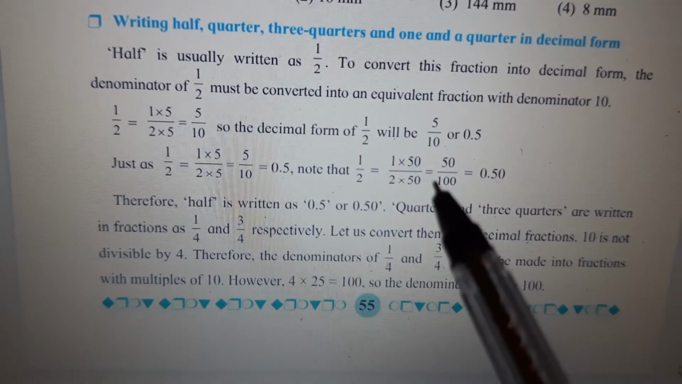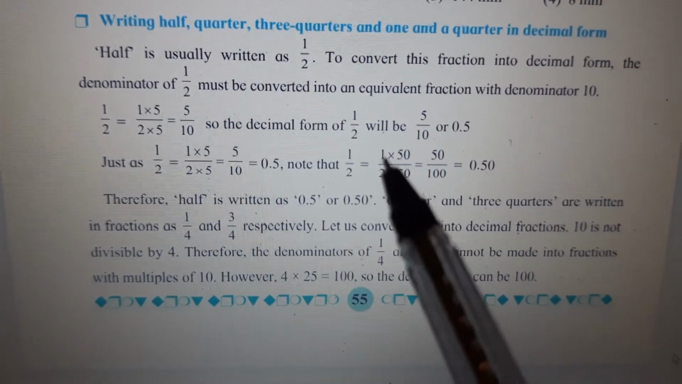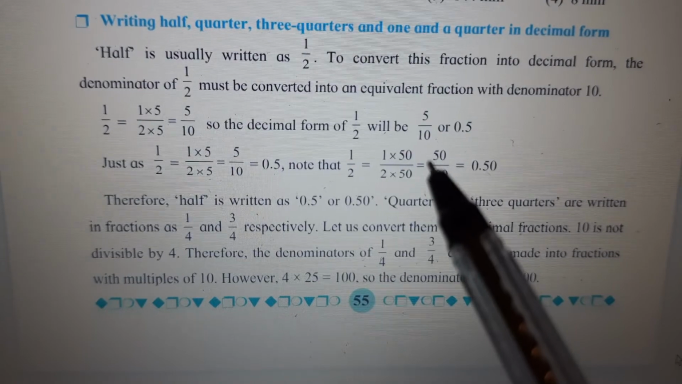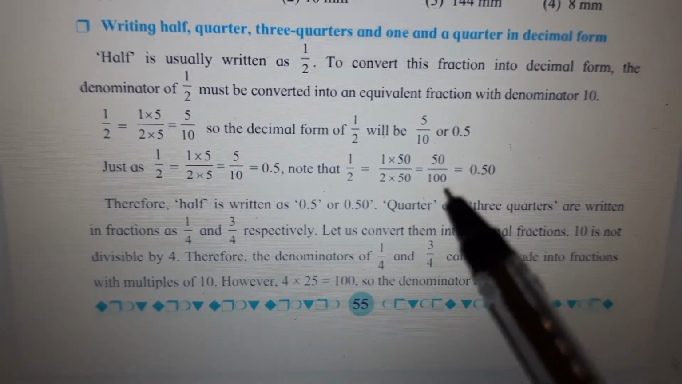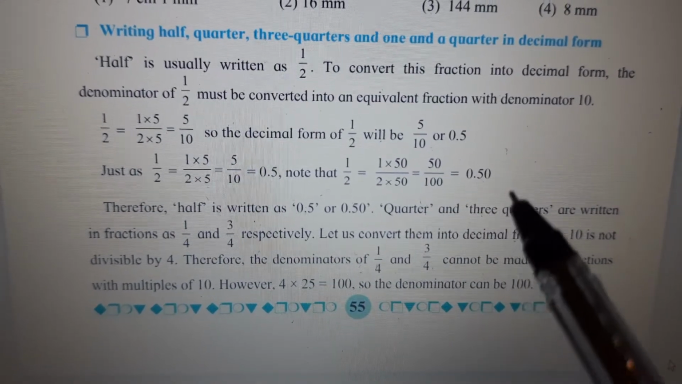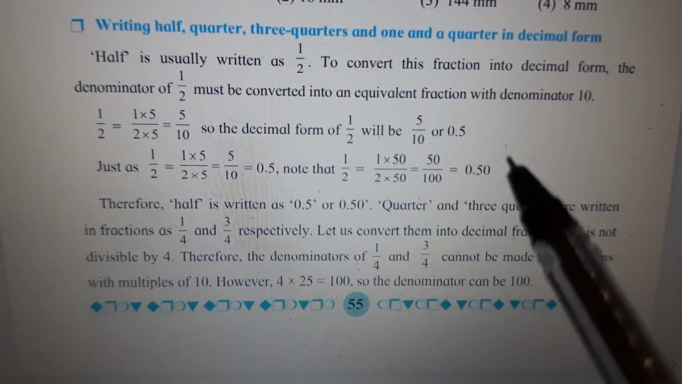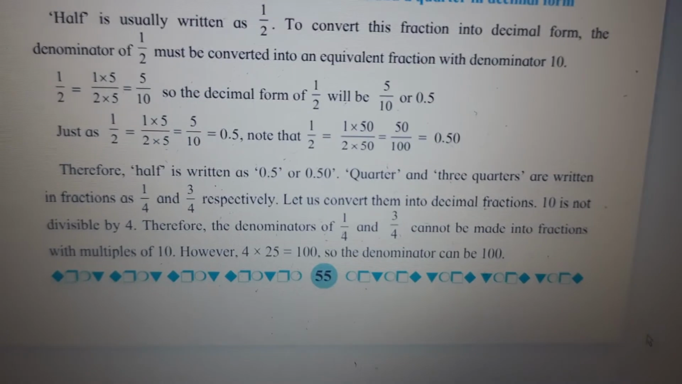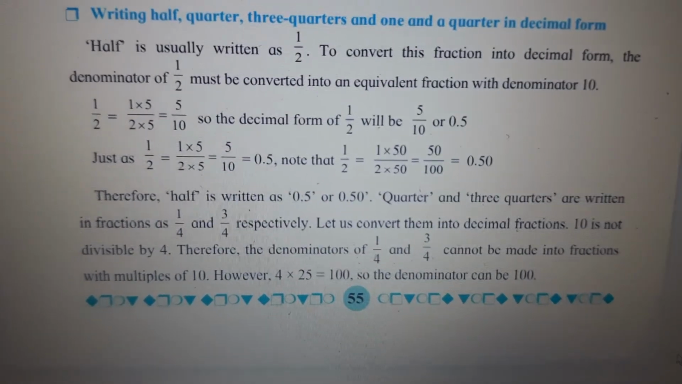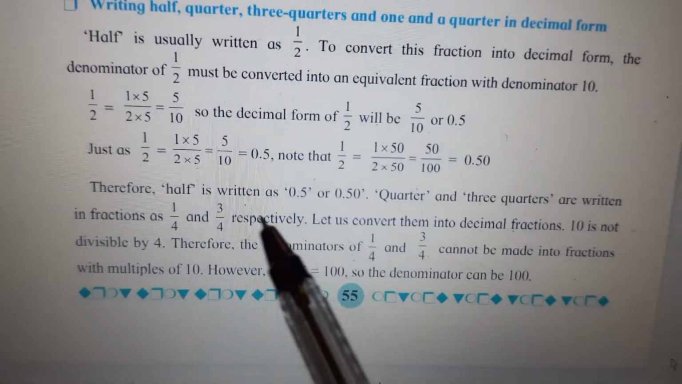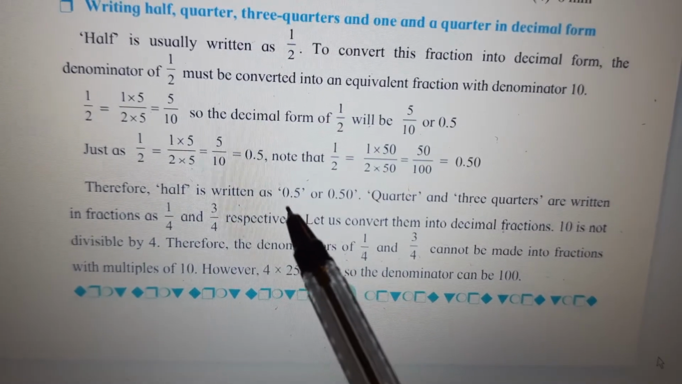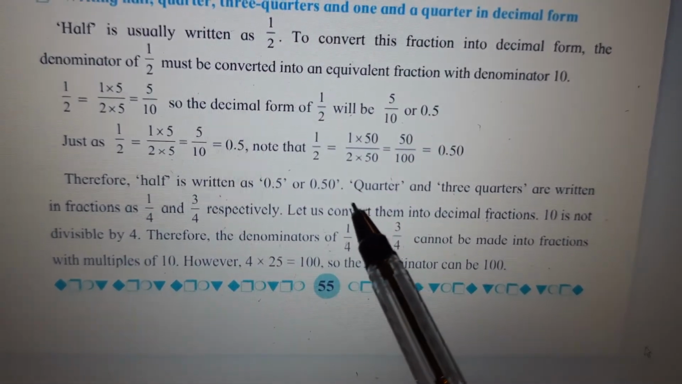And if you are multiplying 1 upon 2 into 50, okay, then that will give us 50 upon 100, which is 0.50. Is it very clear, children? So either 1 upon 2 you can write as 0.5 or 0.50. Okay. So half is written as 0.5 or 0.50.